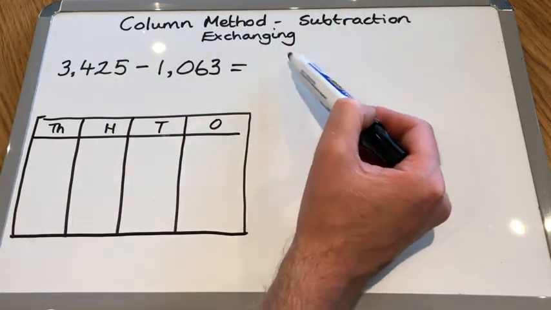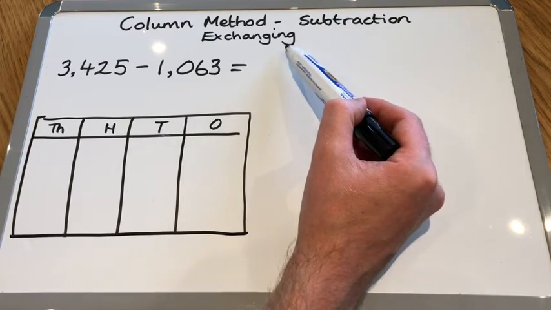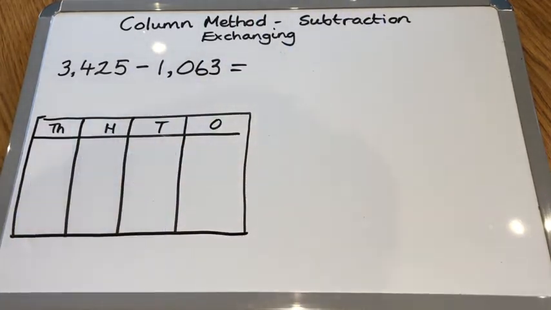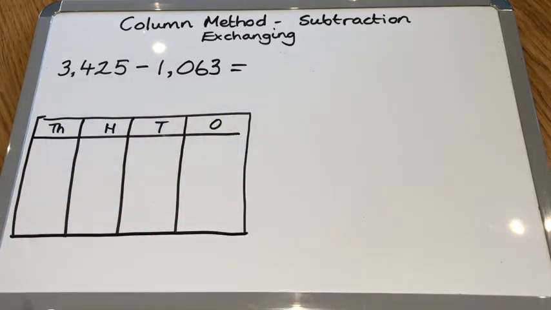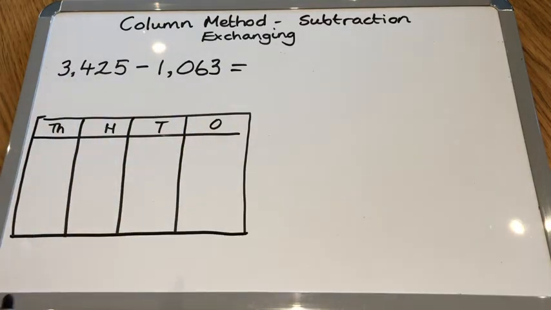And what we're really focusing on is working out how to do exchanging correctly, remembering the method. And of course we're going to use our place value grid to help us. I already have a number sentence written that we're going to practice with. Now remember though that column method is used when you find this calculation too challenging to do through mental strategies or other methods. So we're going to practice with this one.